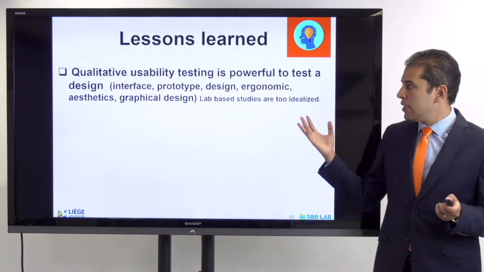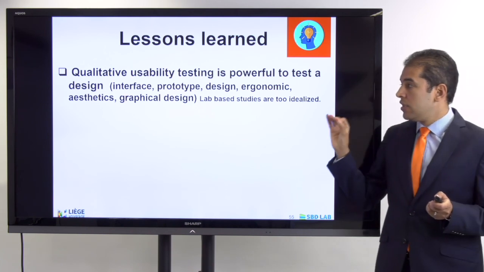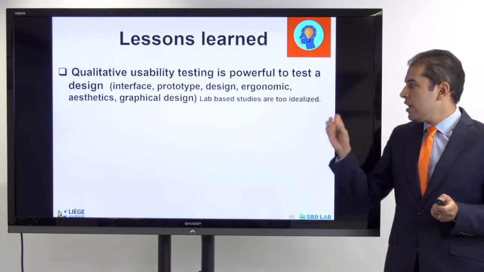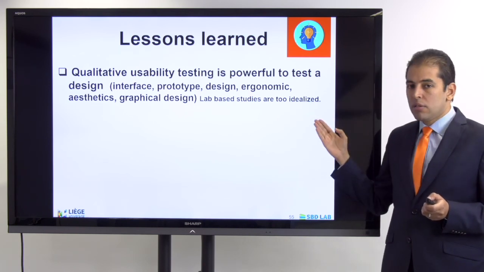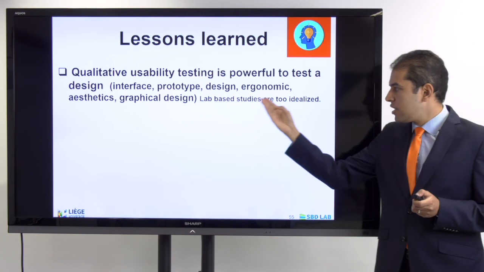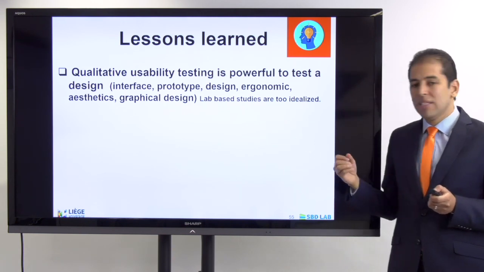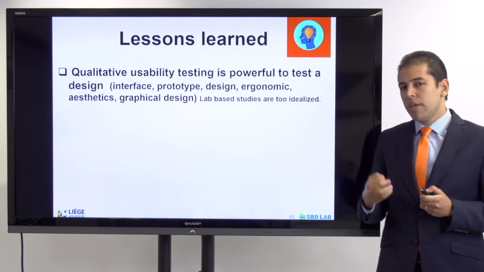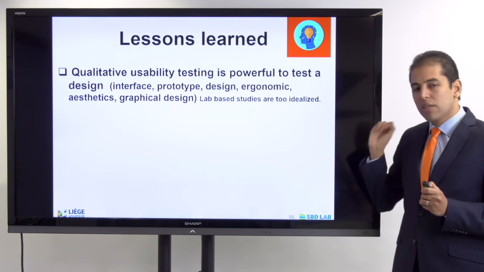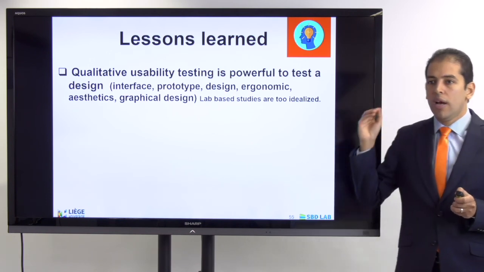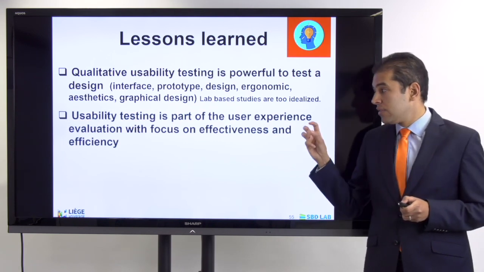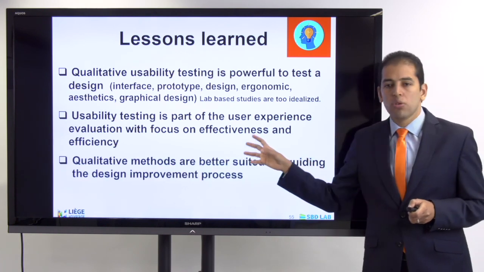First of all, qualitative usability testing is powerful to test a design, interface, prototype, ergonomics, aesthetics, graphical design. So please use it. Lab-based studies are too idealized, so you can do easier qualitative usability testing. The summative or formal usability tests that are lab-based are very expensive, very clean, very idealized. So I advise to do qualitative usability testing because it's very powerful, it's effective, you can do it fast, and it can help you. Usability testing is part of the user experience evaluation with focus on effectiveness and efficiency, and for sure also satisfaction.